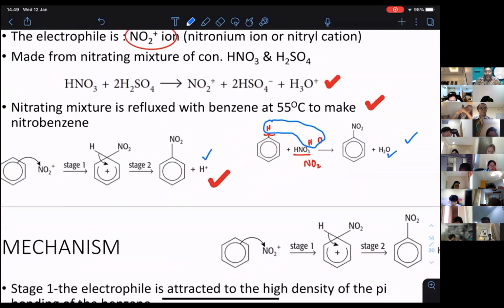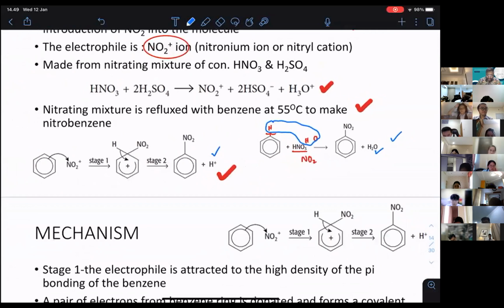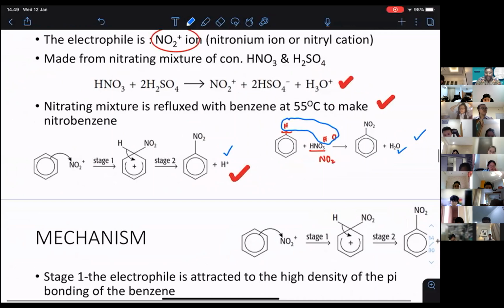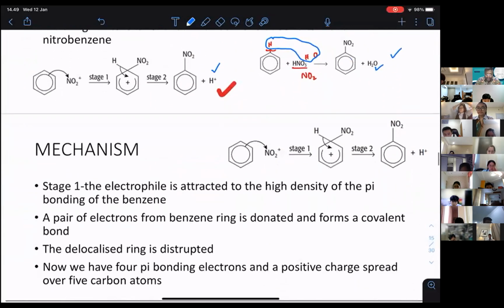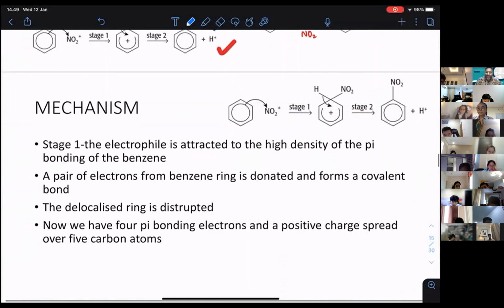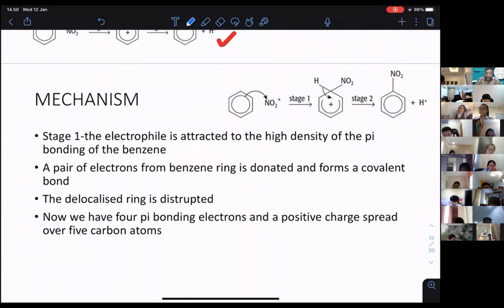Now, the mechanism of the reaction is whatever I explained, being explained again. Basically, the mechanism has two stages. Actually, no need to mention two stages. The first one is that the electrophile is attracted to the high density of the pi bonding, the pair of electrons. So two electrons are donated to form a covalent bond. And then the delocalized ring is disrupted.